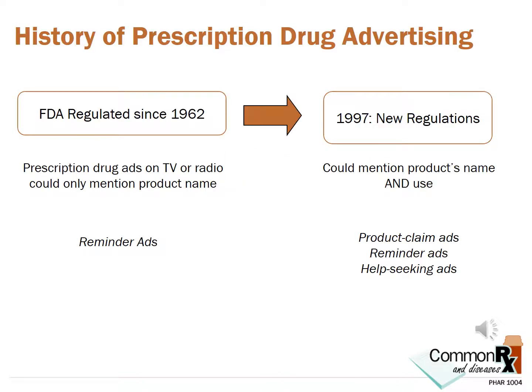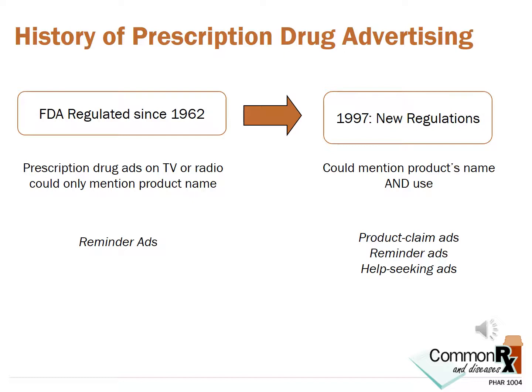Now that we've spent some time talking about drug regulation, let's spend a little time talking about the regulation of marketing and advertising of drug products. The FDA has regulated drug advertising since 1962. At this time in history, drug advertising on TV and radio could only mention the product's name and maybe hint at its use. If you remember the drug advertising activity that you did, this would be considered a reminder ad. Reminder ads only give the drug's name, but not the drug's use.